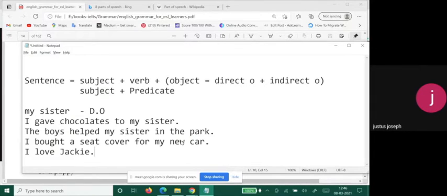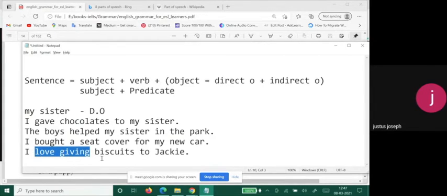Now, what if I want to use Jackie as an indirect object? I love giving biscuits to Jackie. Yeah, you can say that. What does he love giving? Here, the verb is not a single verb. It's a compound verb. He loves giving something. So consider it as a compound.